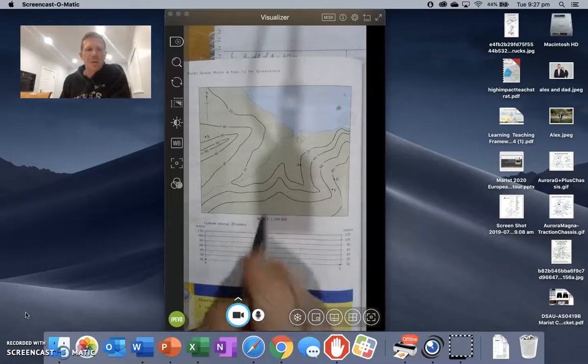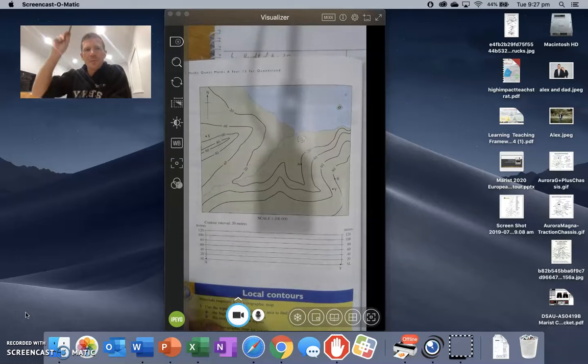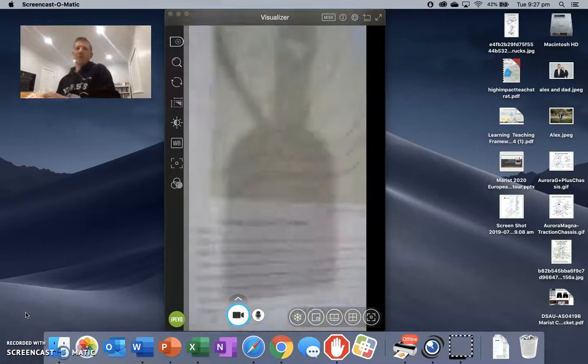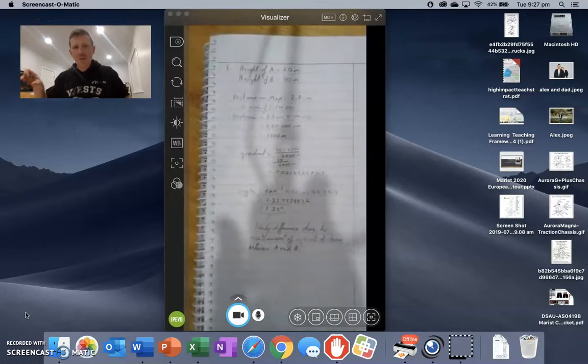Okay, so to work out the angle, we need two things. We need the change in height and we need the distance. Okay, so the first thing we need to do is identify those two things. So let me just move this for you. There you go.